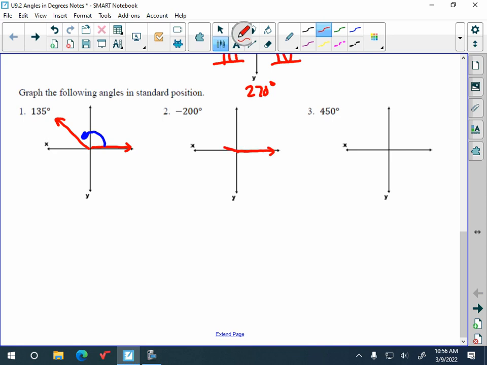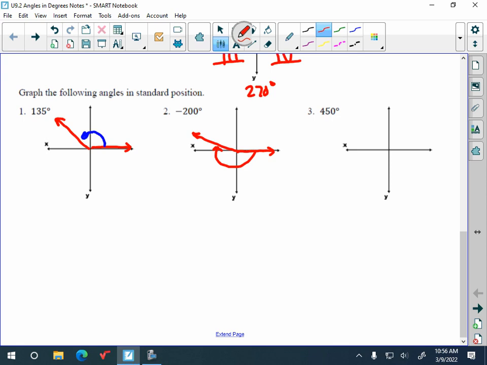So it's going to fall right here in quadrant 2, a little bit above 180. Okay, and we are going in the negative direction, so we've got to rotate and show the direction. All right, 450. Okay, so if we rotate this 450 degrees in the positive direction, where would it fall?